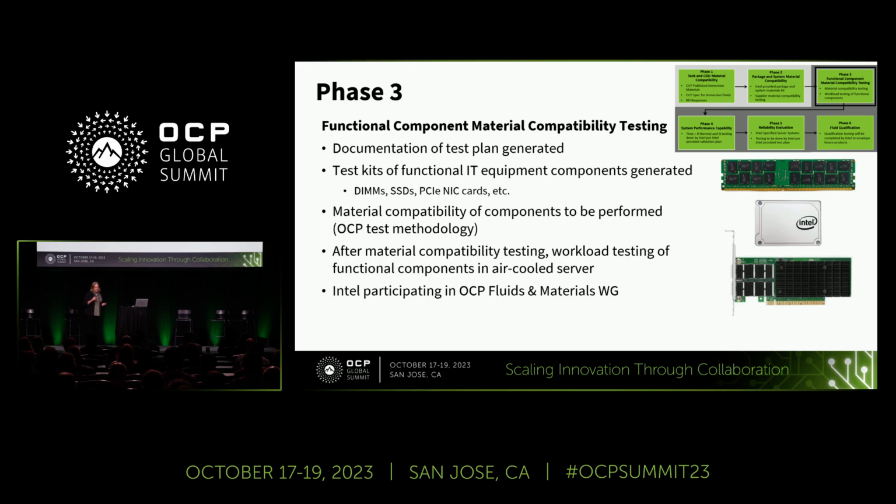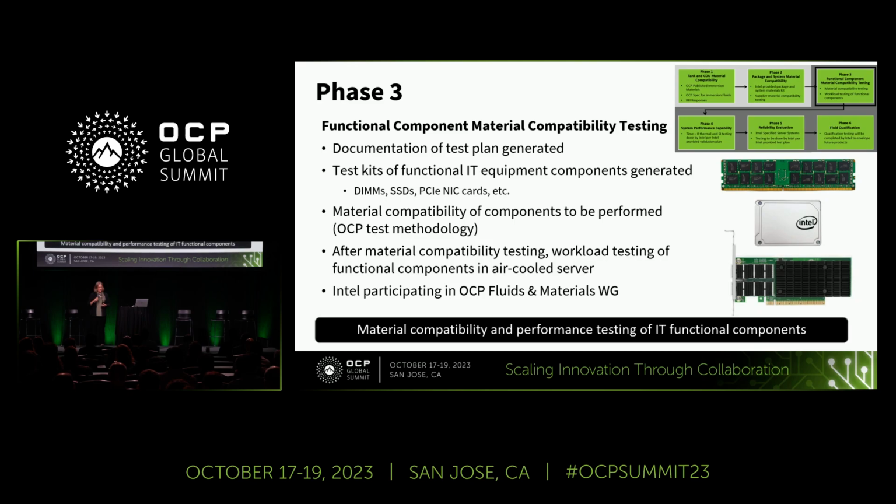After material compatibility testing, we will take those components and put them into air-cooled servers to test different workloads and performances to make sure that there has been no impact to the performance capabilities of the functional components. And this is also something that we saw from the fluids and materials work group, something that Intel is also collaborating with in order to bring in what those test methodologies for functional components look like. So phase 3, summary, material compatibility and performance testing of IT functional components.